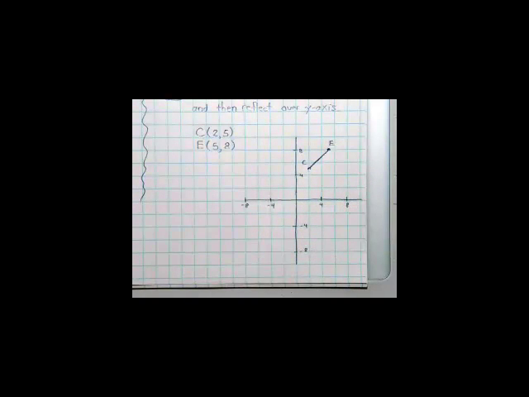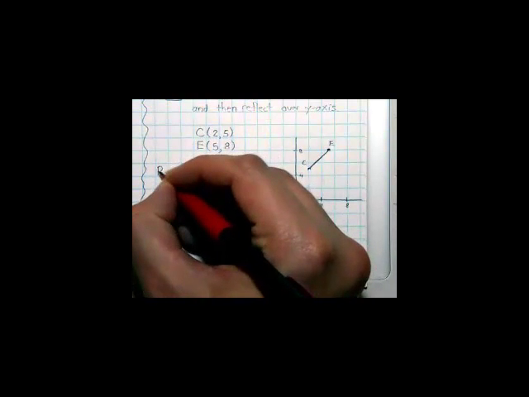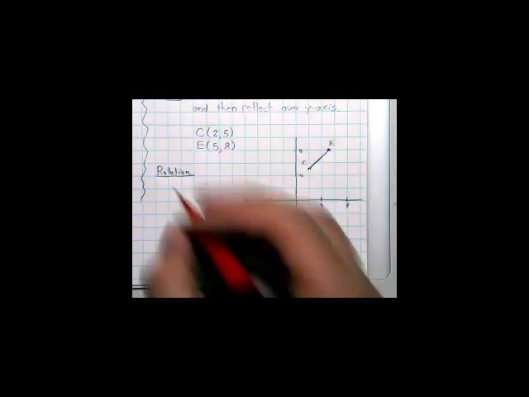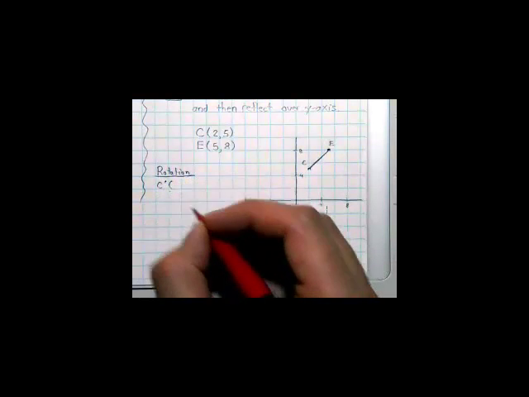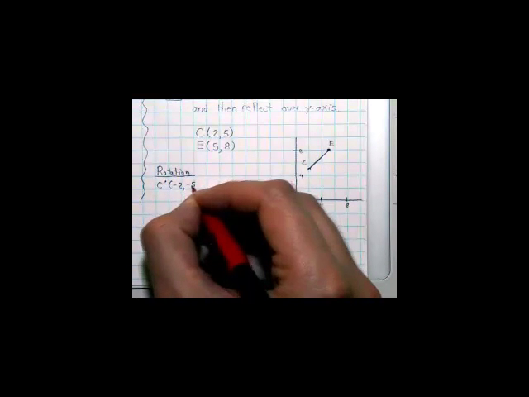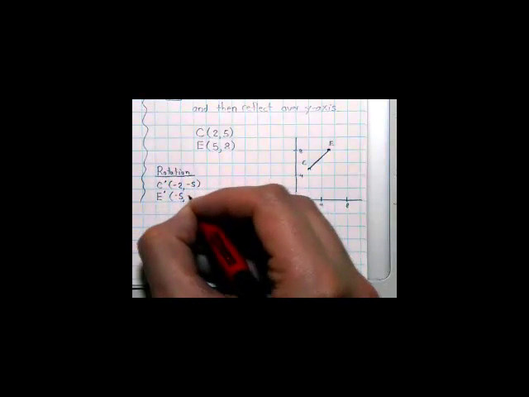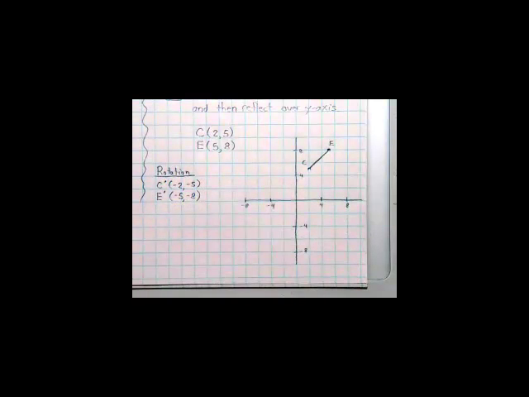All right, so I want to go 180 degrees and then reflect it. So let's just do it one thing at a time. Don't worry about the reflection. Just do the rotation first. Follow the rule, okay? 180 degrees clockwise. We've got that over here: negative x, negative y. So after the rotation, now we have C prime at negative 2, negative 5, and E prime at negative 5, negative 8. Just make everything negative.